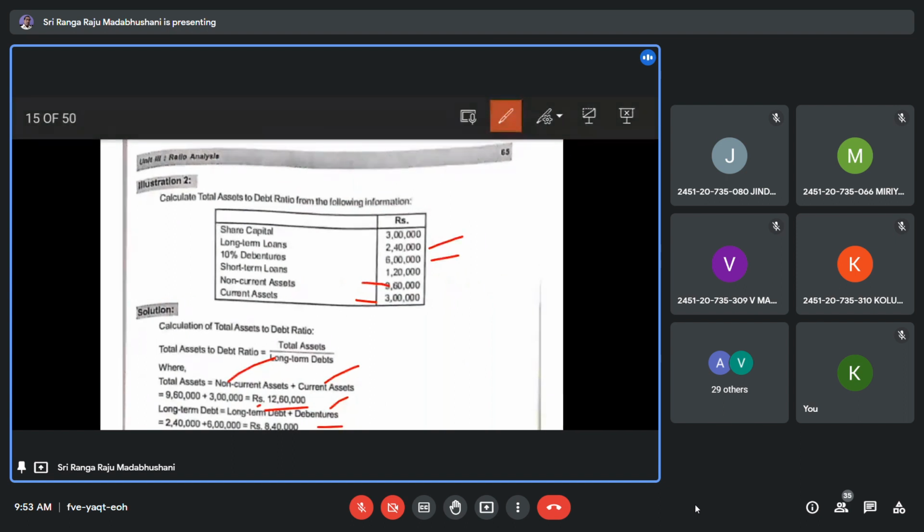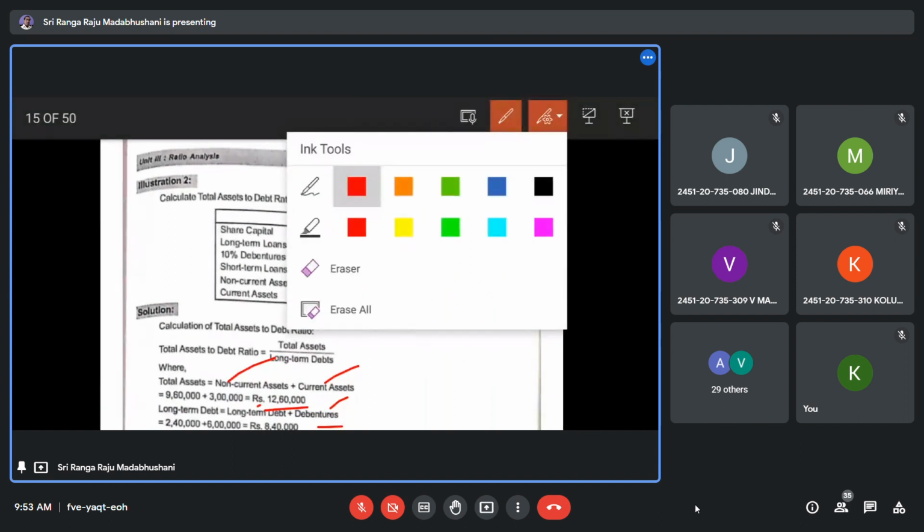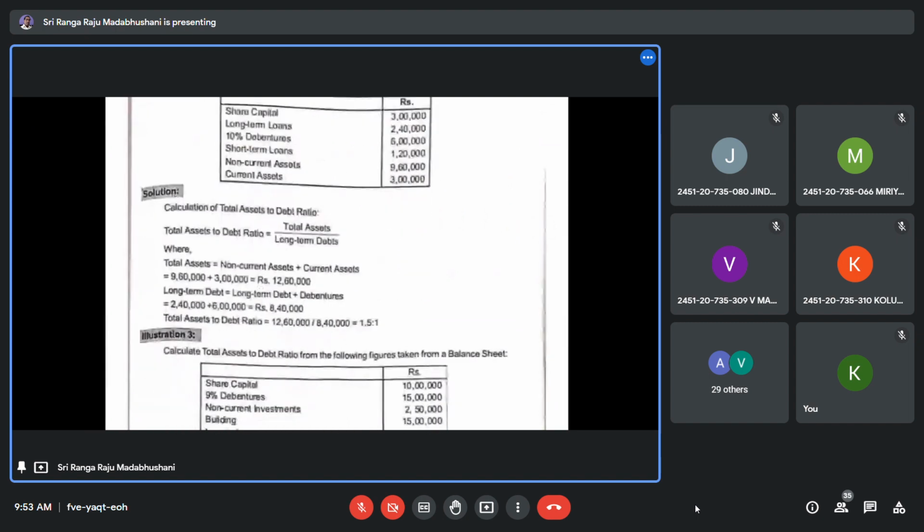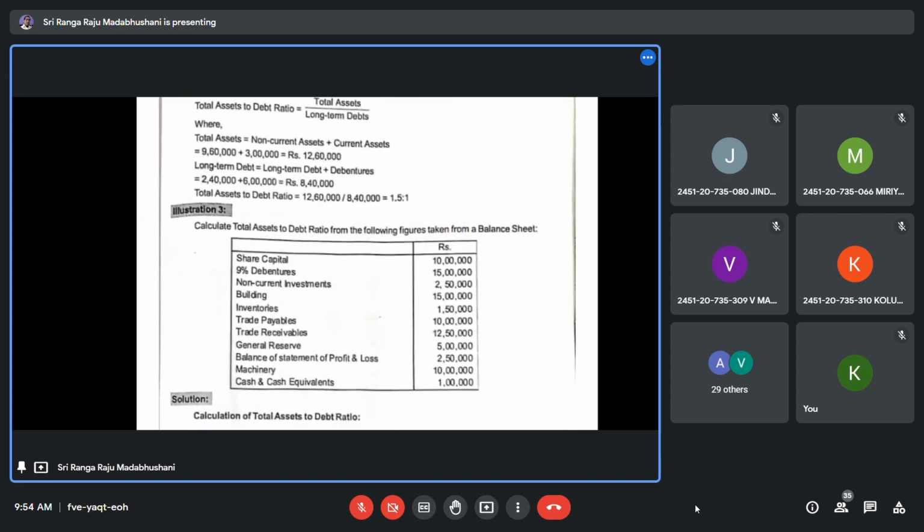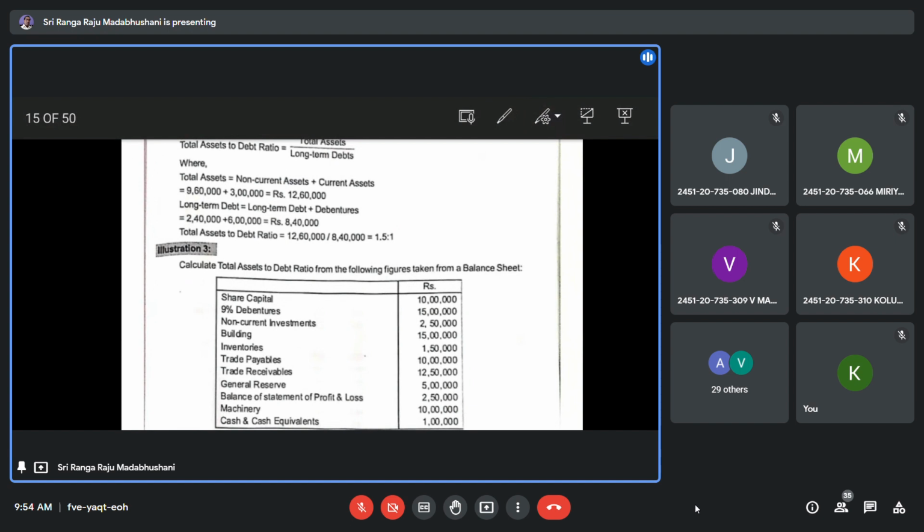It comes to 8,40,000. So 12,60,000 by 8,40,000 is 1.5 is to 1. So the financial position of the firm is okay, good.